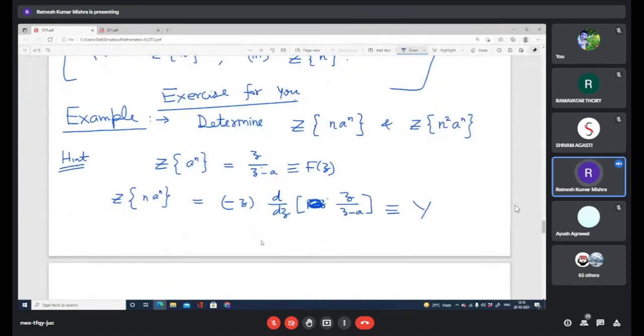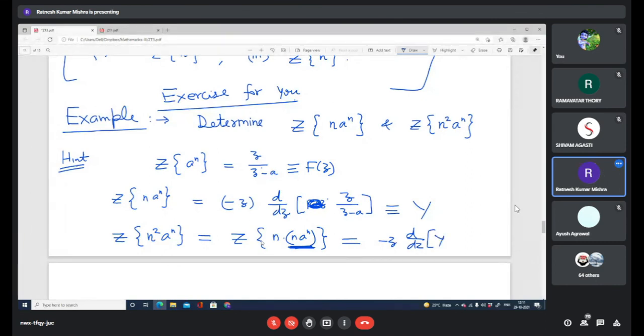So next one is the z transform of n square a power n. So we can write z transform of n into n a power n. So therefore, we know the z transform of this one. So minus z d by dz of, and z transform of this is y. So we can find this one.